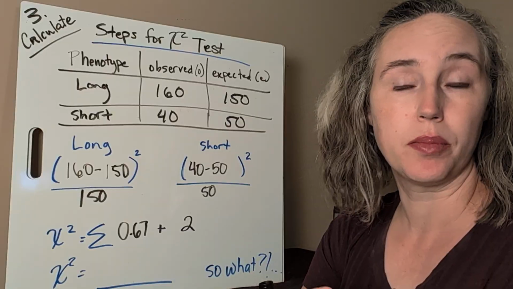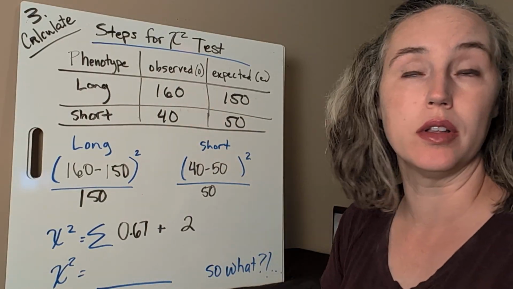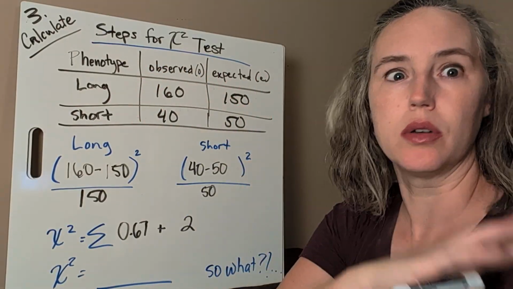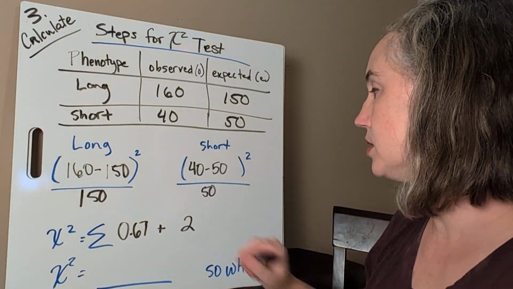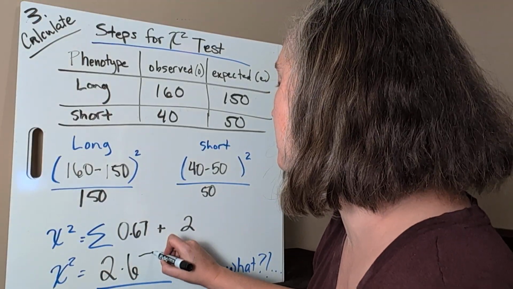Now, say you were doing something where you had 3 groups, then you would have 3 numbers here. Like if you had a choice chamber with a left side, a middle, and a right side, right? You would have 3. But in this case, we have 2. So we're going to add those up to get our chi-square value of 2.67.